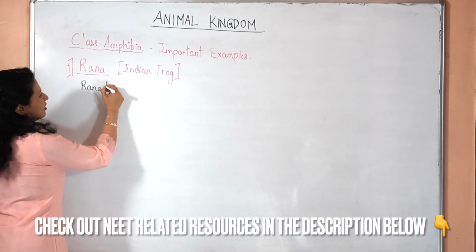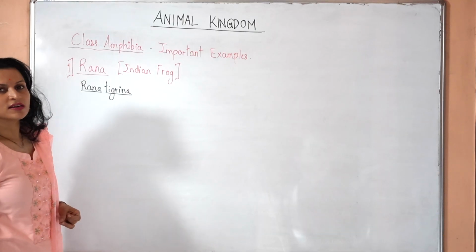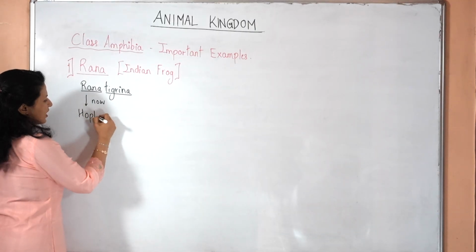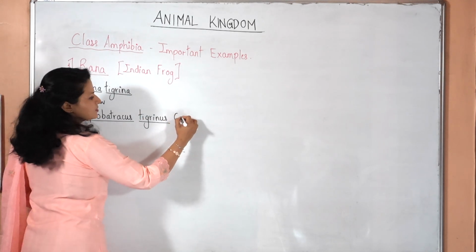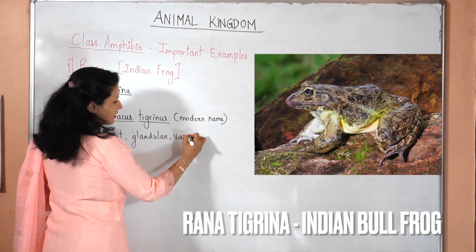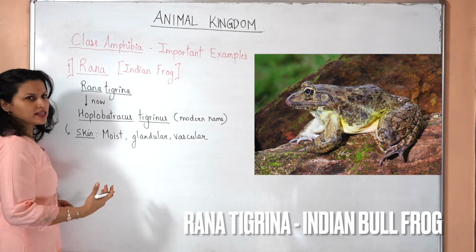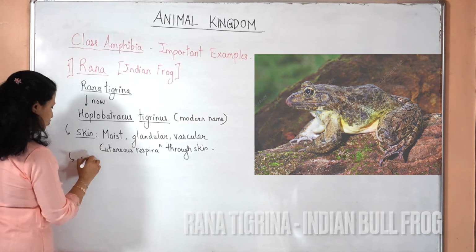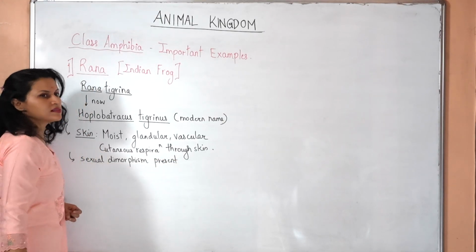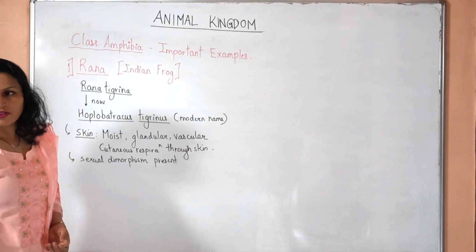Rana tigrina. Rana tigrina used to be its earlier scientific name. Now it has been renamed to Hoplobatrachus tigerinus. This is its modern name. Its skin is moist, glandular, vascular, and it engages in cutaneous respiration through skin. Sexual dimorphism is present. That means males and females will show some structural differences in them.